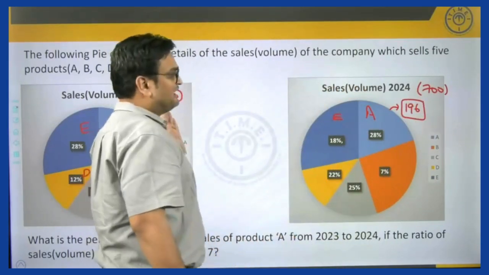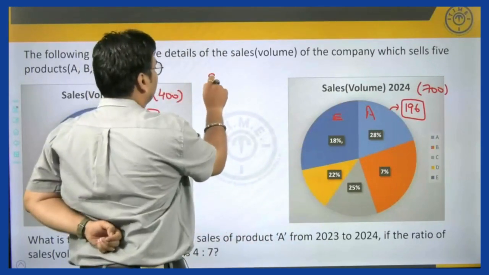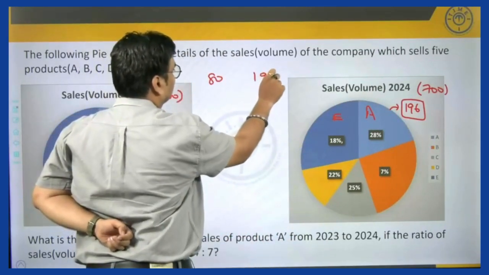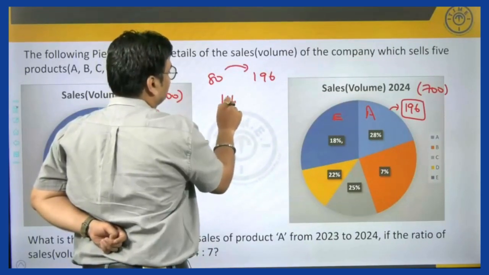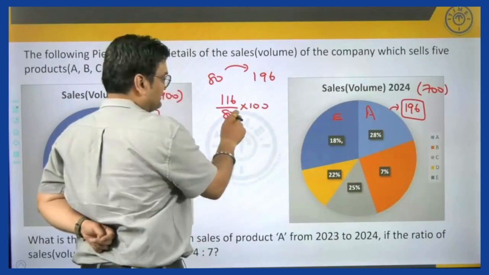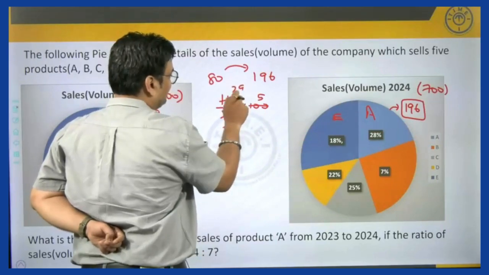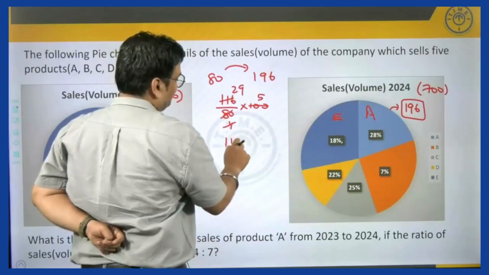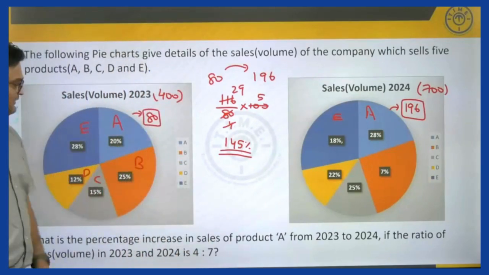So from 80, if the value has to become 196, what is the percentage increase? So 80 has to become 196. So what is the percentage increase? The increase will be 116, right? Upon 80 into 100. So when you solve this, 20 goes 4 times, 20 goes 5 times, 4 goes 29 times. So 29 into 5 is 145%. So this is going to be our answer for this.